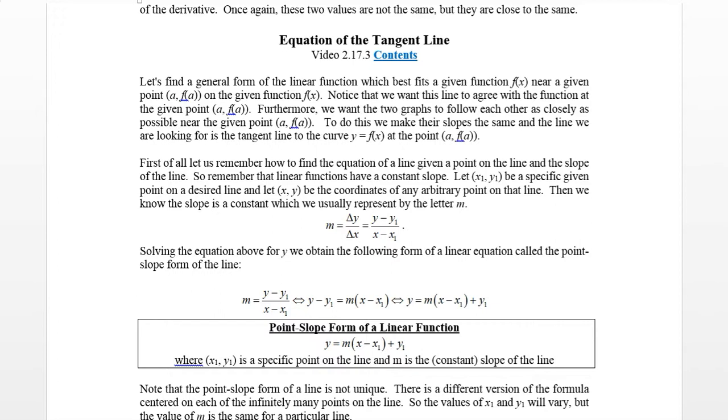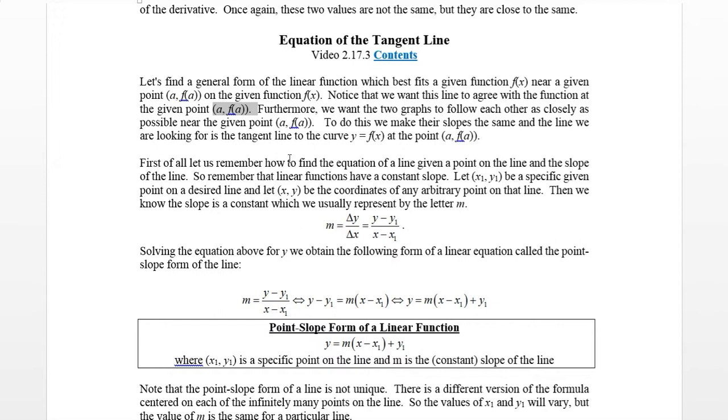Of course, if x equals a, y equals f of a on this given function f of x. So the first thing we want is for the line to match the function at that point. That means both the line and the function will have this point a, f of a on them. Furthermore, we want the two graphs to follow each other as closely as possible near this point. So to do this, we make their slopes the same, and the line we're looking for then is the tangent line to the curve at this point.